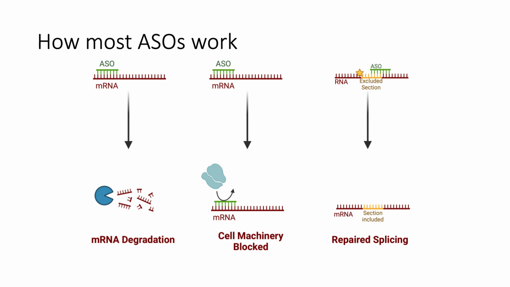Another way ASOs can work is interfering with splicing. Here I have a star to represent a mutation that is causing a piece of the RNA to be cut out that should not be cut out. An ASO would bind somewhere nearby or to a regulatory region, and that would cause a section to be included, and that would fix and repair splicing. The way that you control what the ASO does in the cell is by changing the chemistry of the ASO. So the ASO can bind to mRNA, but you would change how the ASO is formulated and produced to change what it is doing in the cell.